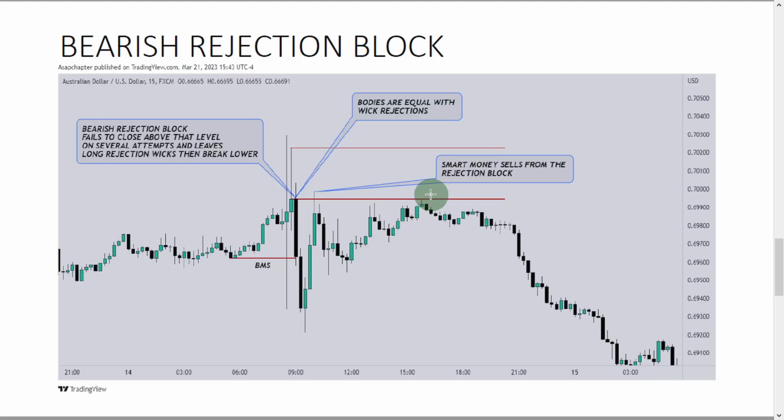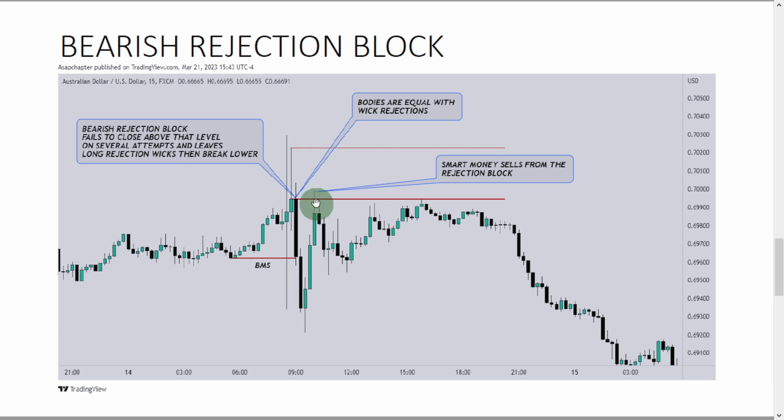Let's look at a bearish scenario. You see that these two candles have equal bodies with long tails of rejection, followed by an aggressive move to the downside and a break in market structure. Marking your rejection block, you mark it from the bodies to the last wick. This is the last point of the rejection, so that entire space will be your rejection block.